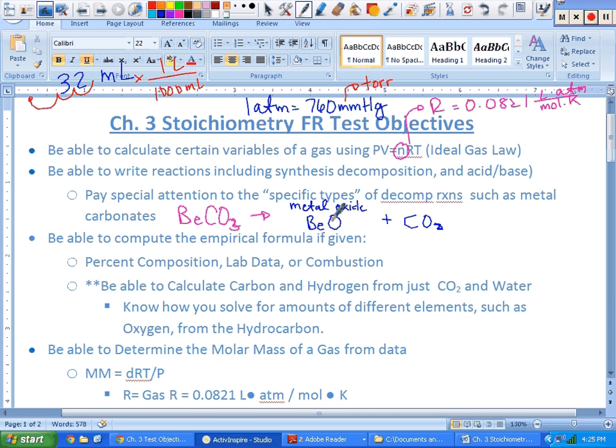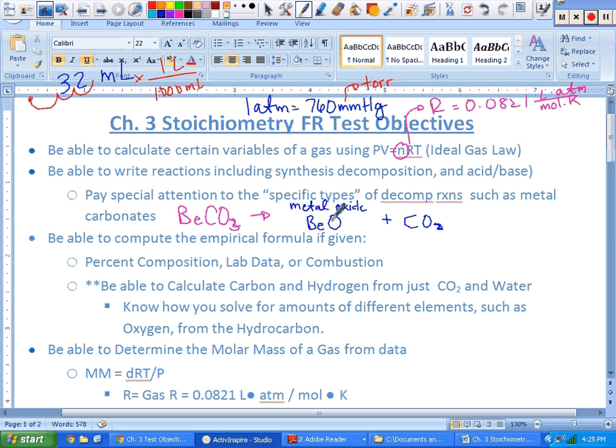Be able to compute the empirical formula given percent composition. If they give you percents, what do you do? Drop the percent, change it to grams. What if they give you a missing percentage? If it's tungsten oxide and tungsten is 44%, and they don't say anything about oxygen, subtract from 100. The other one, be able to calculate carbon and hydrogen from just CO2 and water.